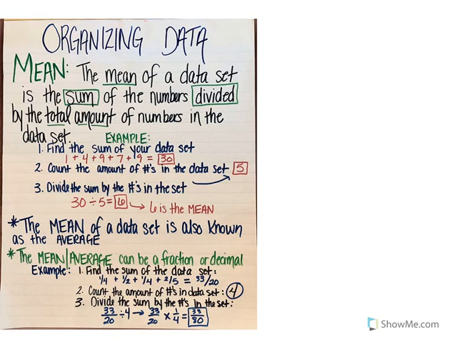So looking at our first anchor chart, remember back to the beginning of virtual learning, we were talking about organizing data. So the ways that we were organizing data was taking a data set or a list of numbers and finding the mean of that data set.